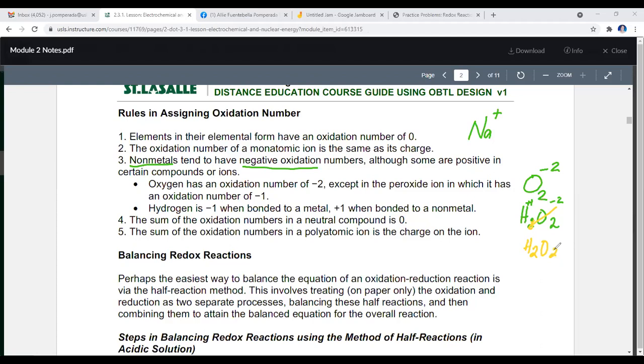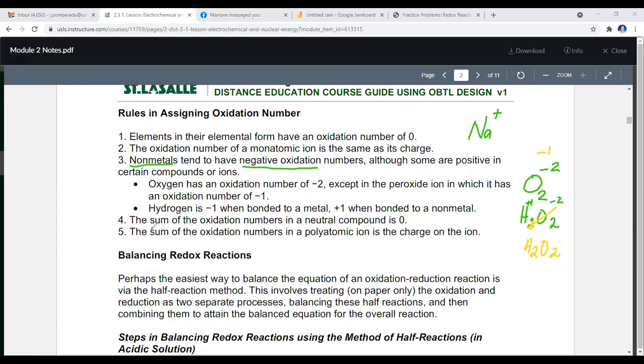So this is the only exception. Since you have 2 atoms of oxygen and the net state here is negative 2, in this case your oxygen has an oxidation number of negative 1. The rest, in most cases, your oxygen is negative 2 in oxidation number. Now, hydrogen is negative when bonded to a metal, but most of the time it's positive 1 when bonded to a nonmetal. So, two lang man. Positive 1 when bonded to a nonmetal and negative when bonded to a metal.